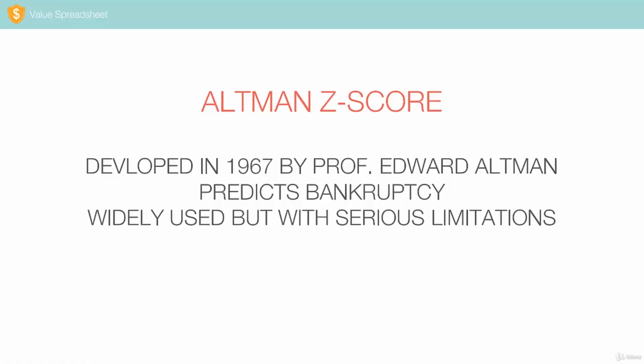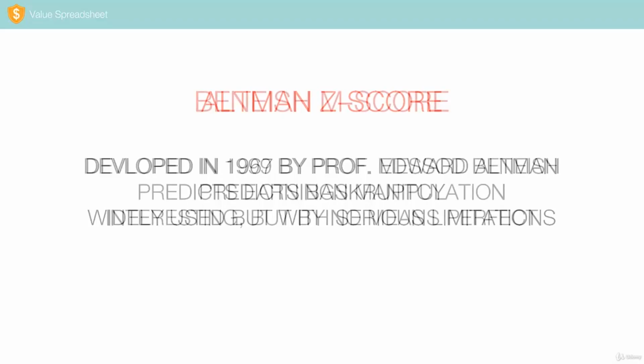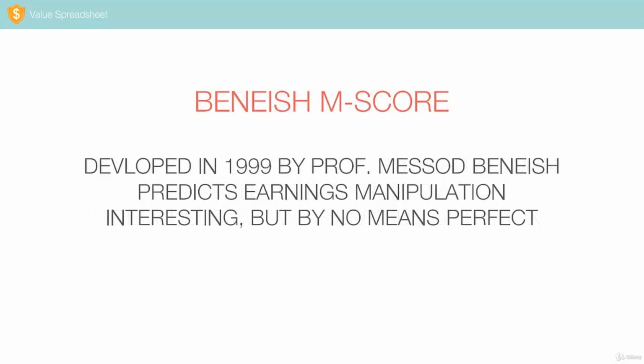While the Altman Z-score is widely used, this model has its limitations, since it was originally developed to work for US manufacturing companies only. The goal of the second model, the Benesch M-score, is not to predict bankruptcy, but to identify companies which are manipulating their earnings. The Benesch M-score was developed in 1999 by Professor Mesut Benesch, and he used 5 variables to predict whether or not a company is manipulating its earnings.